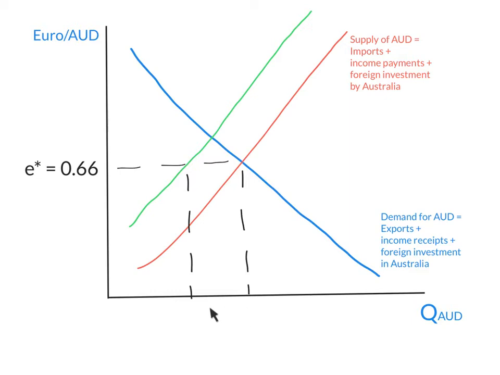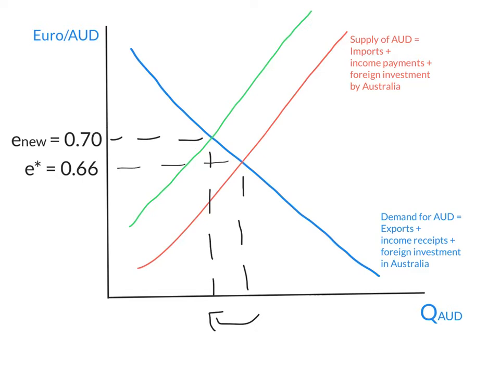An excess demand is going to push up the price of an Australian dollar, and as we've drawn it here, the new equilibrium exchange rate will be 0.7 euro to the Australian dollar. So in other words, the buy local campaign will push up the price of the Australian dollar or lead to an appreciation in the Australian dollar. And at this new equilibrium, there will also be a reduction in the amount or the quantity of Australian dollars bought and sold.